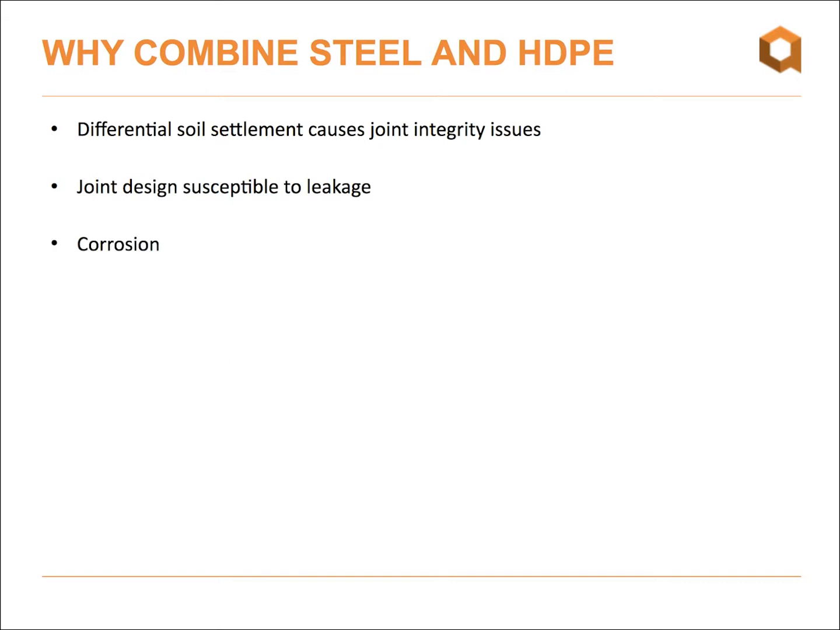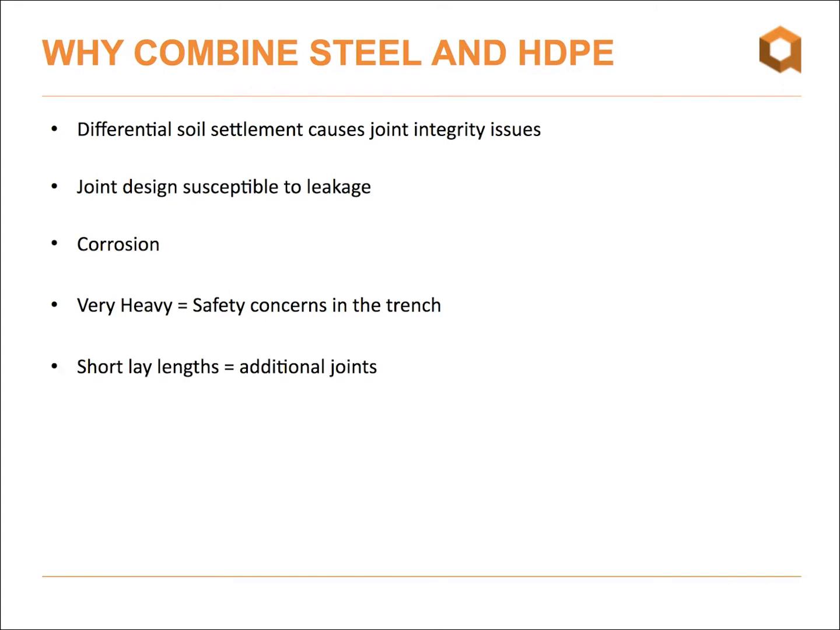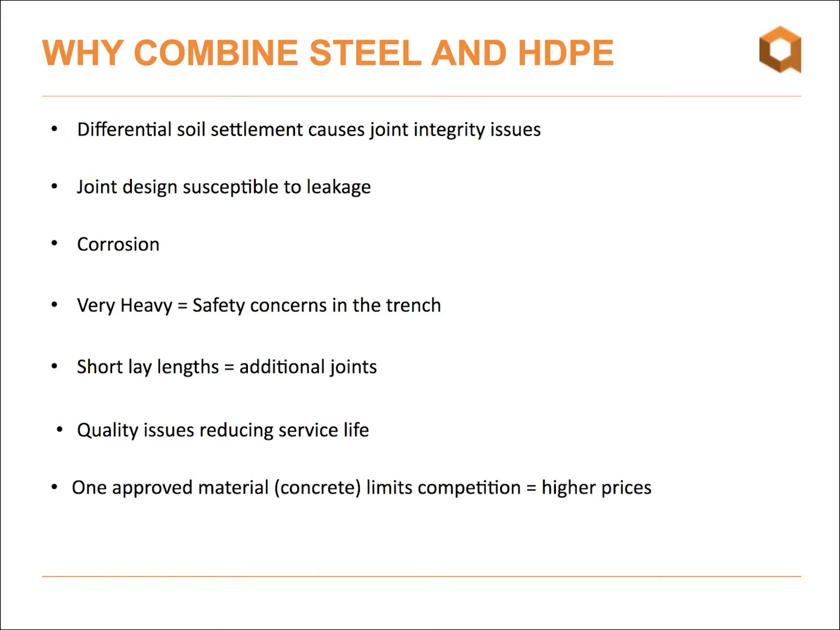Corrosion is a major issue. The fact that these products are very, very heavy will create a safety issue in the trench. And also, it will require these pipe materials to be made in very short lengths. So you will have an increased amount of joints in your system. And the more joints, the more risk you have of infiltration and exfiltration. And the quality issues might reduce service life, as well as the fact that one approved product material is susceptible to leading to higher prices.